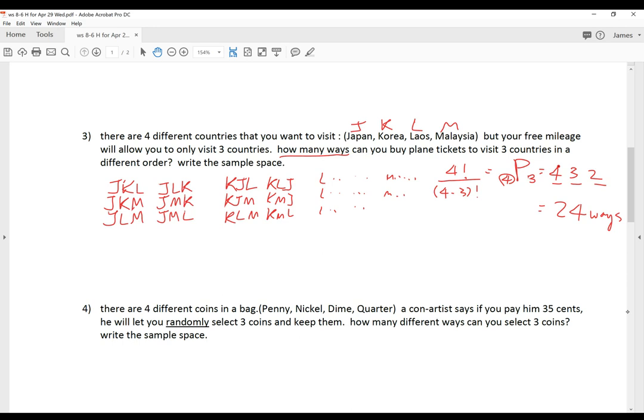So you should list them all. Have fun. Just enjoy it. And there should be 24 different permutations of these 3 letters. You're picking 3 countries, so you're picking 3 letters, and you want them all in different orders. Phew. Okay, number 4.